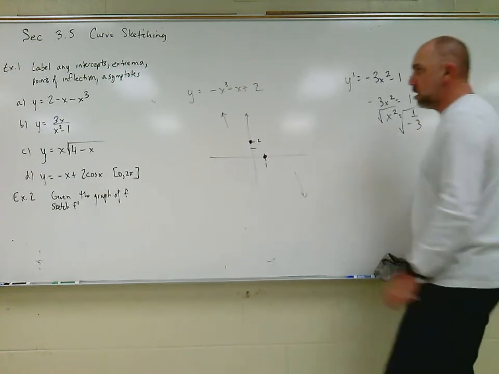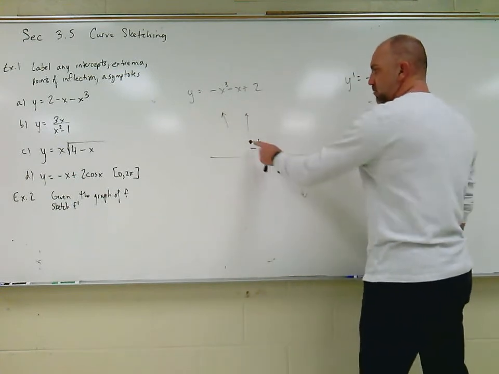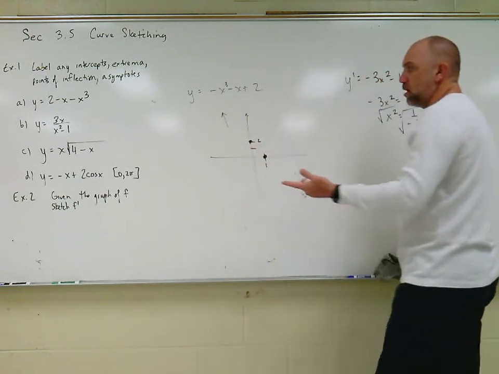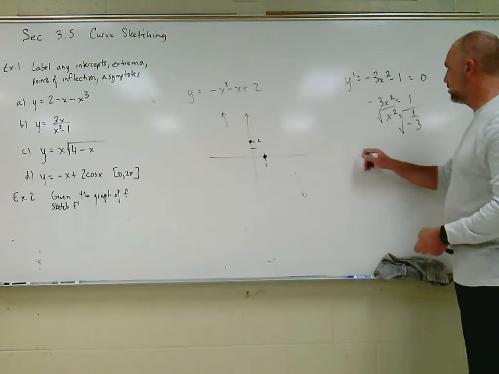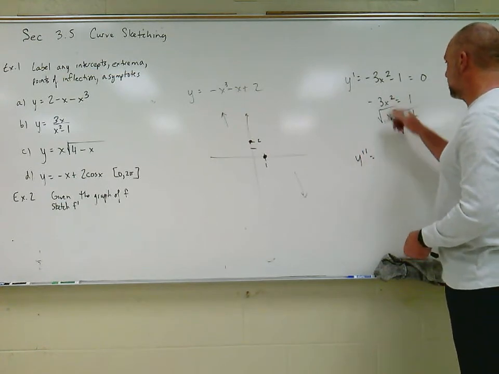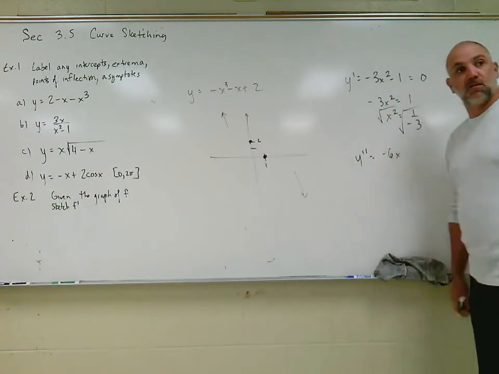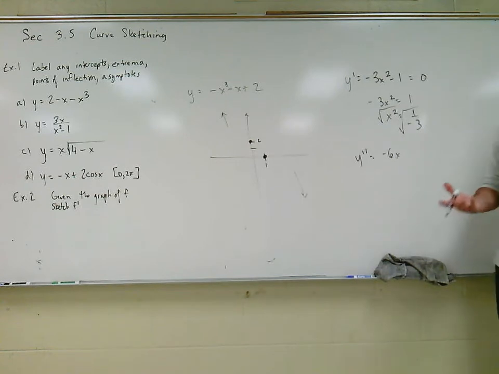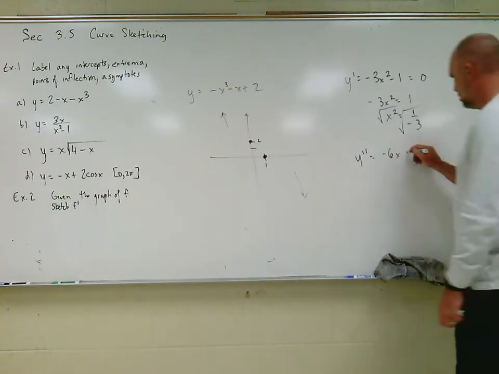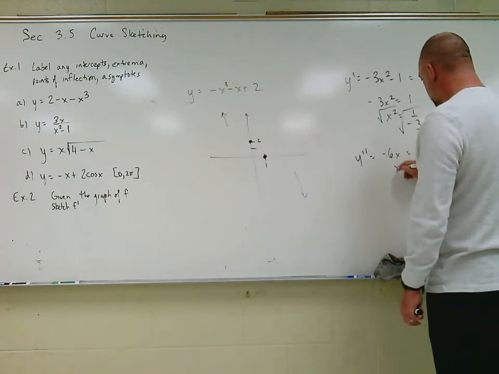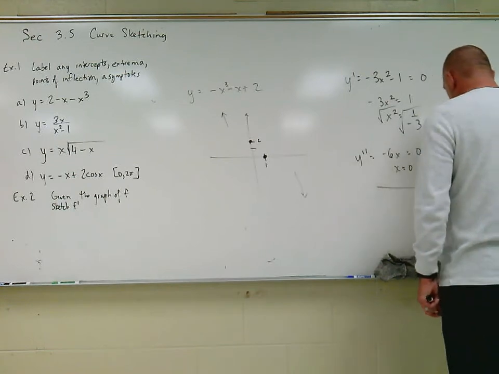See, right now, I know it has to connect from here to here. And I've got this x-intercept and that y-intercept. So now let's find the second derivative, which I would get negative 6x. Okay, so now how do I do points of inflection? I'll set the second derivative equal to what? 0. Then I get x equals 0, right?